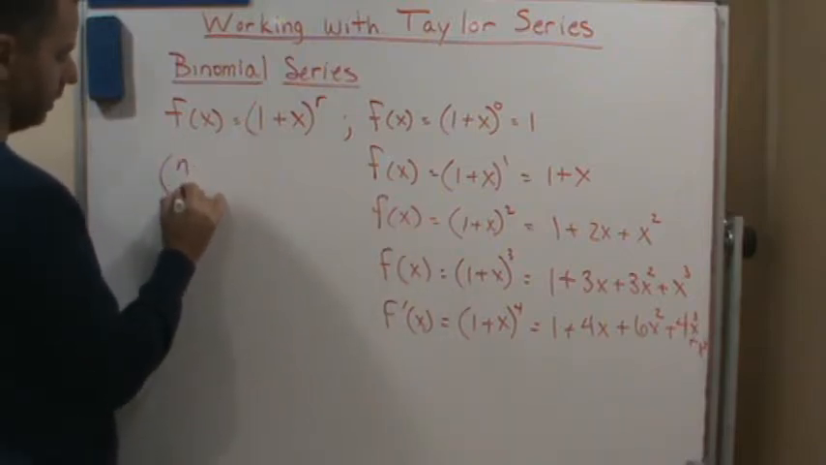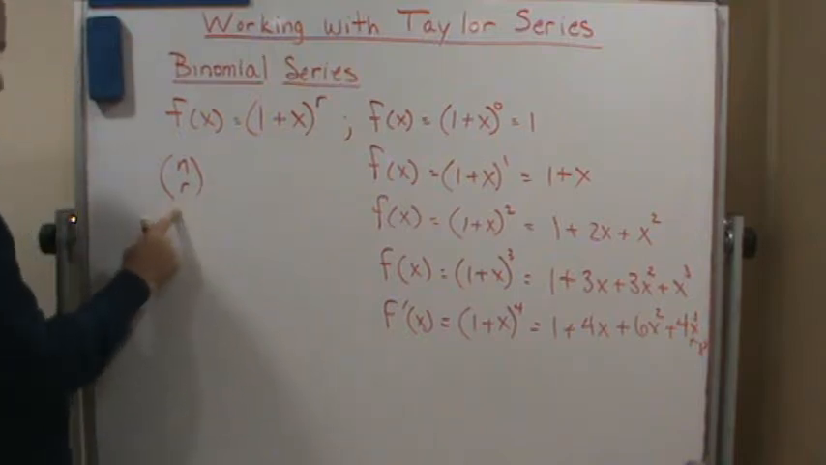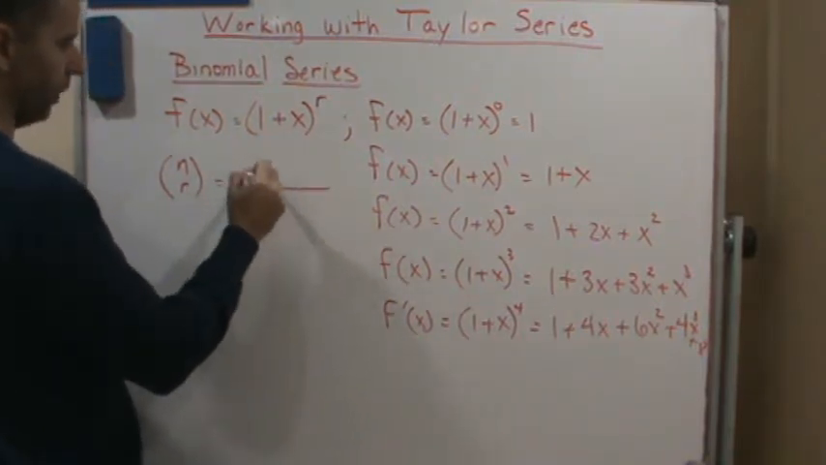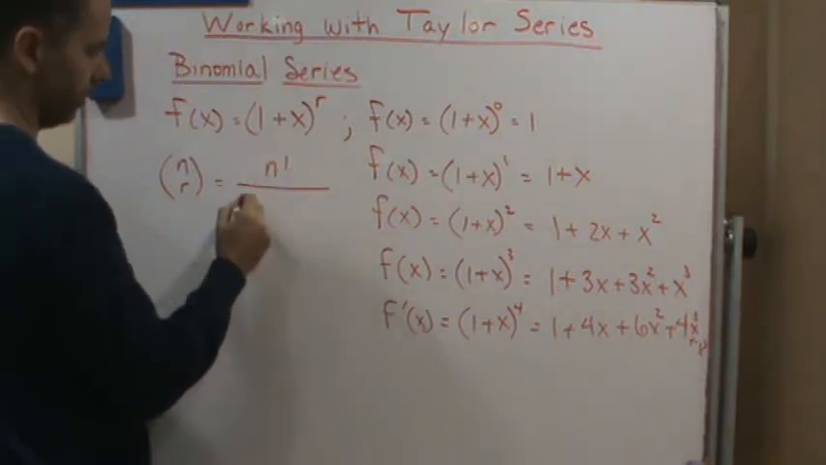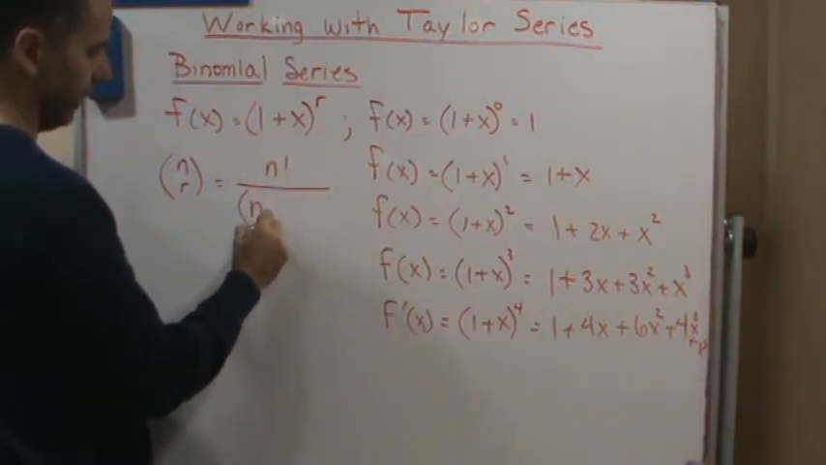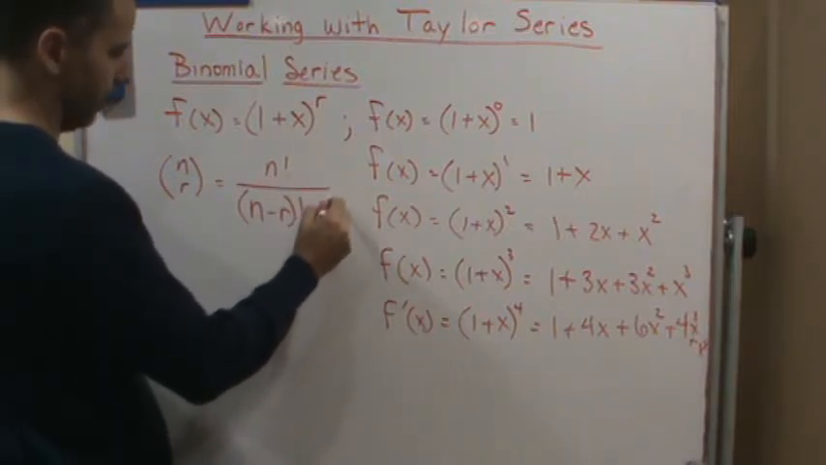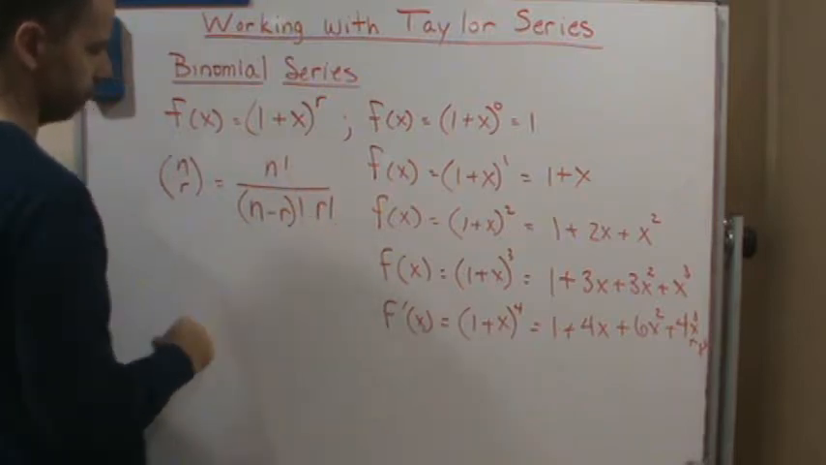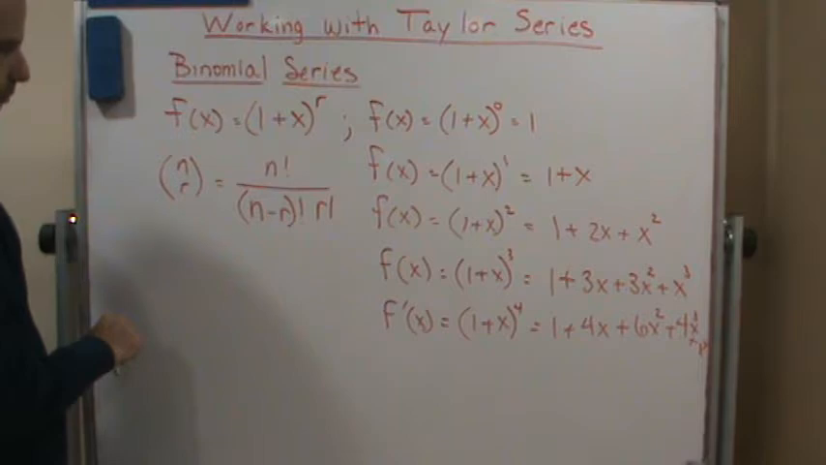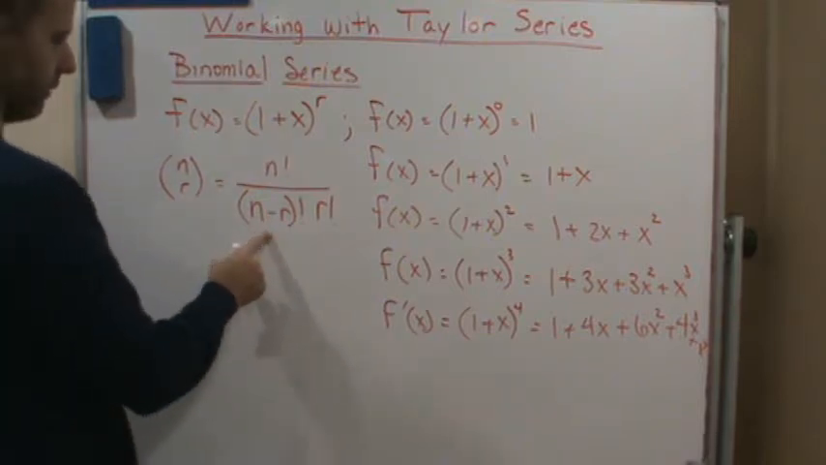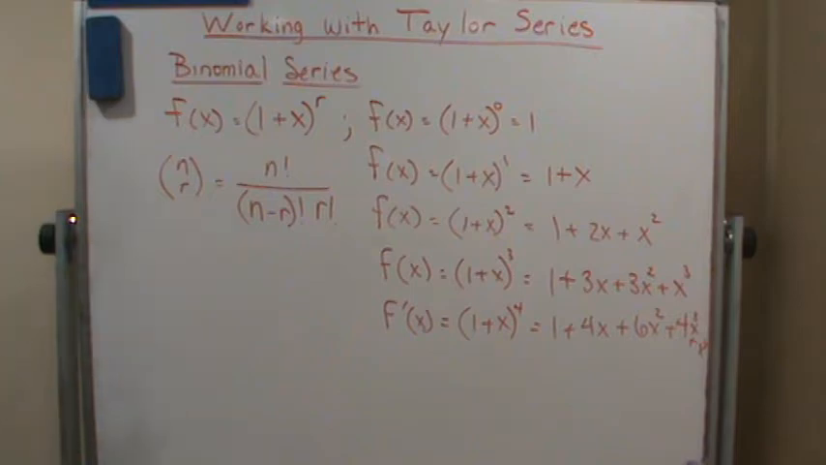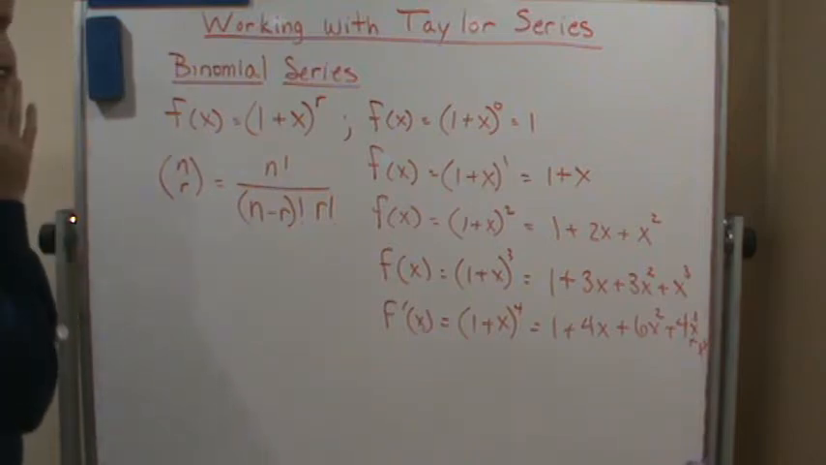It'd be n choose r, right? n choose r equals n factorial divided by n minus r quantity factorial times r factorial. And this is the formula that gives us the binomial coefficients. Now, what we can do then is this. I'm going to write it down here.